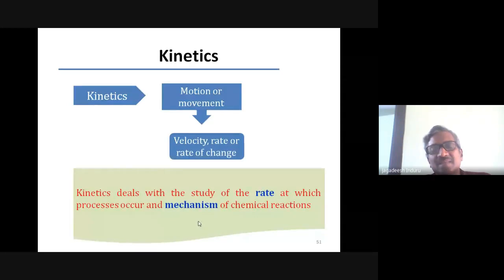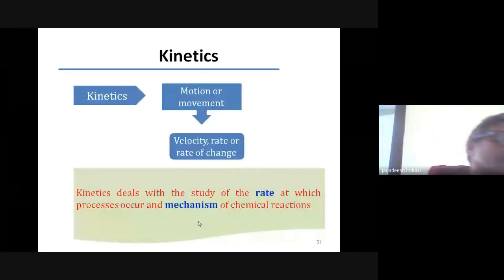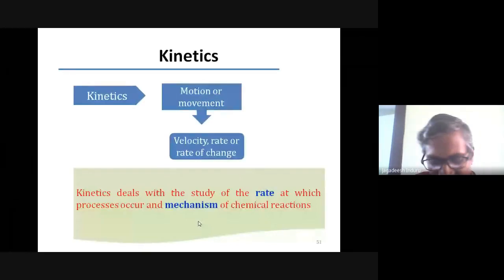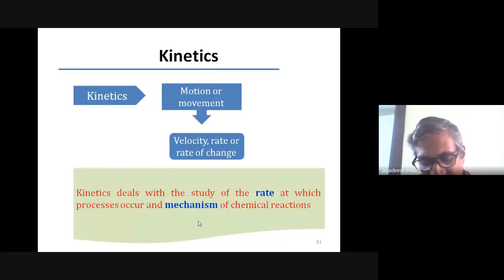In stability, your starting material is stable in nature, but the ending material is unstable. This is what you need to look into. The starting material is generally stable, and the end product is degradation products in the drug stability.